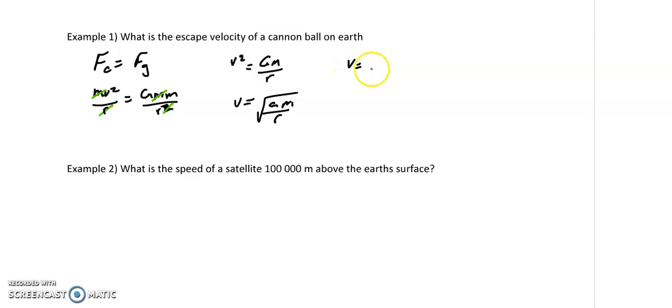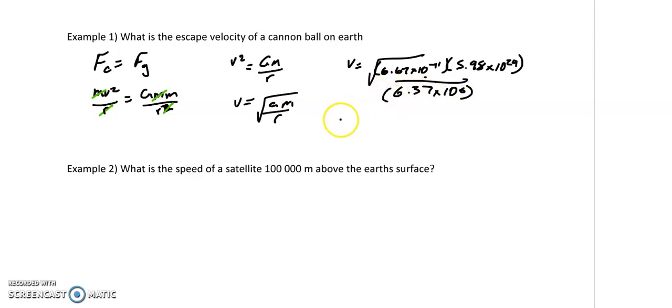So we're going to plug in our numbers. 6.67 times 10 to the negative 11, mass of the Earth, 5.98 times 10 to the 24, all over 6.37 times 10 to the 6 meters. And you wind up with a velocity of 7,913 meters per second. I know that's 4 digits and the question went a little beyond, but we'll work with it.